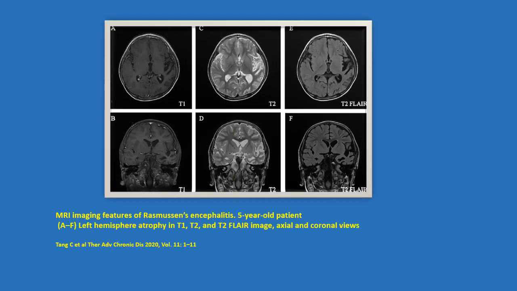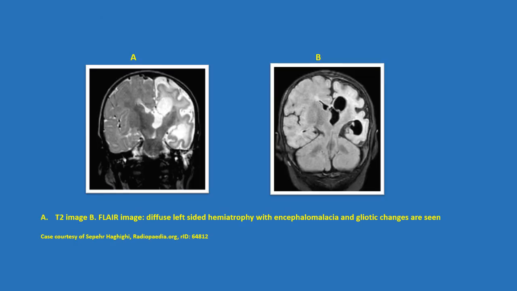These images from a 5-year-old patient with Rasmussen's encephalitis show left hemisphere atrophy in T1, T2, and FLAIR images in axial and coronal views. These T2 and FLAIR images from a similar patient show diffuse left-sided hemiatrophy with encephalomalacia and gliotic changes.